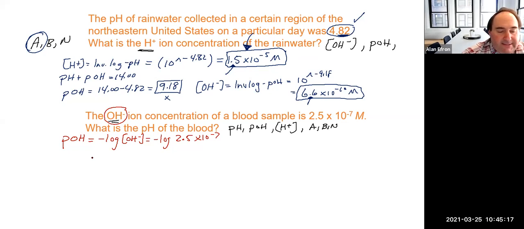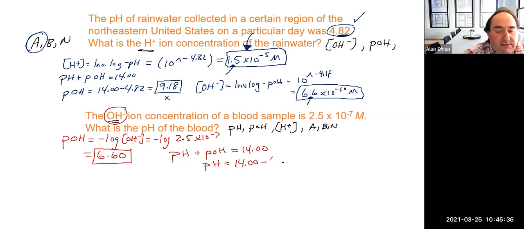That gets us 6.60 as our pOH. Now that I have the pOH, I could use pH plus pOH is equal to 14 to get my pH, which is 14 minus the pOH. And that would get me 7.40 for our pH.